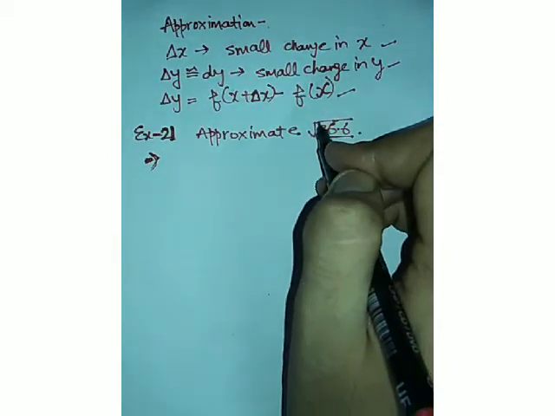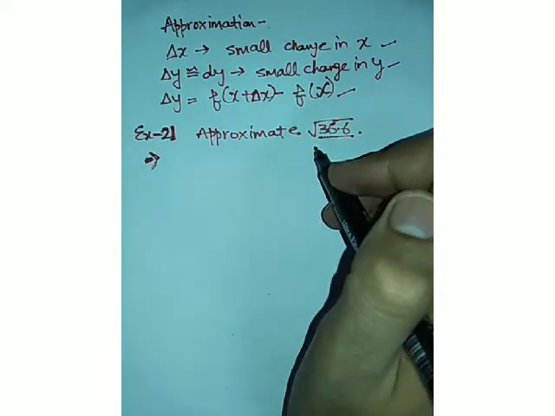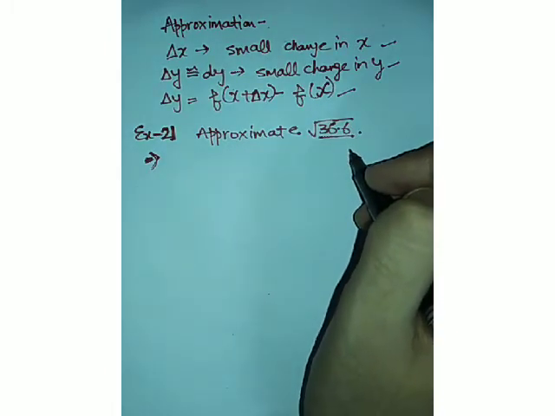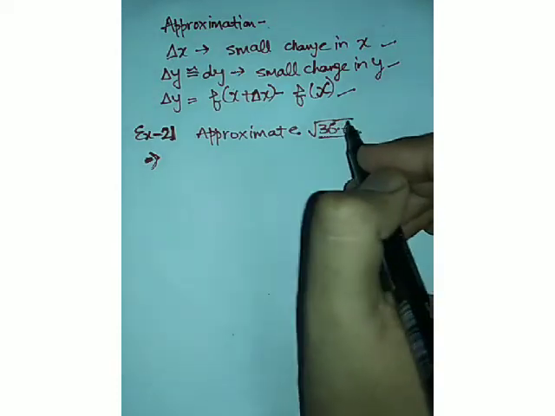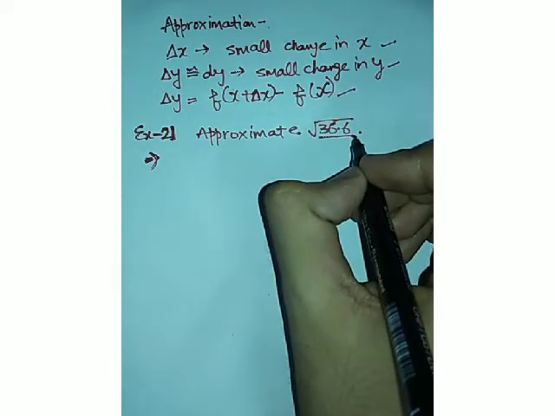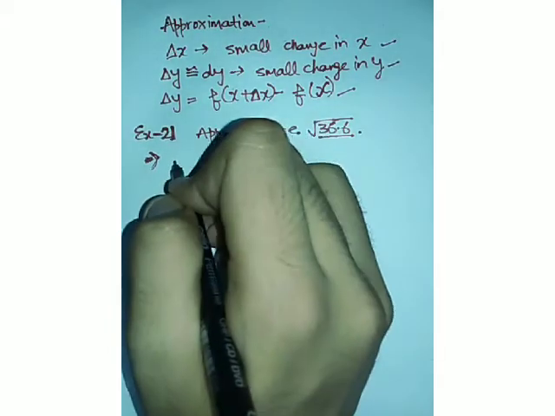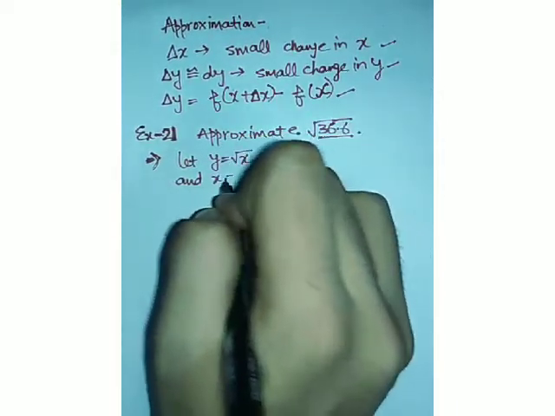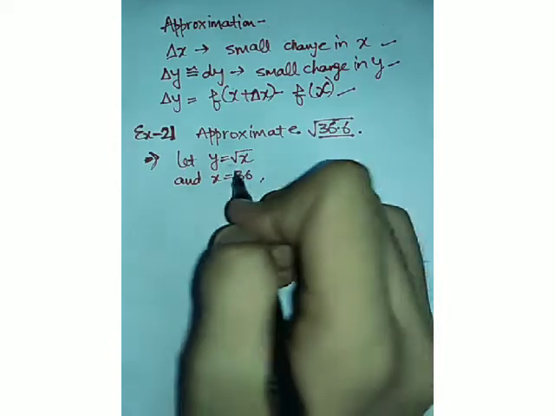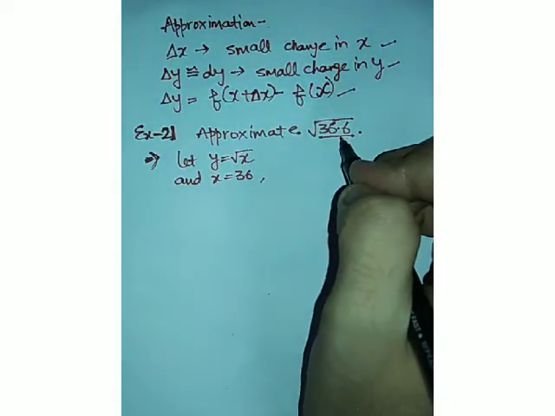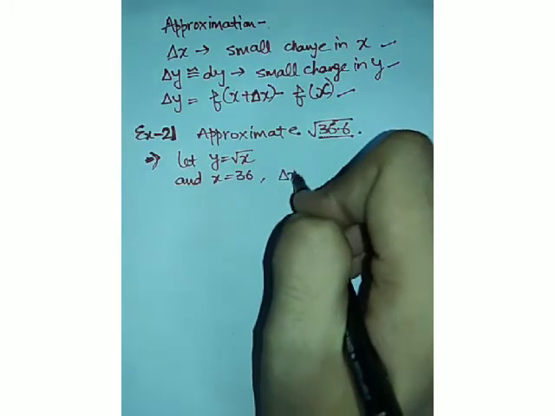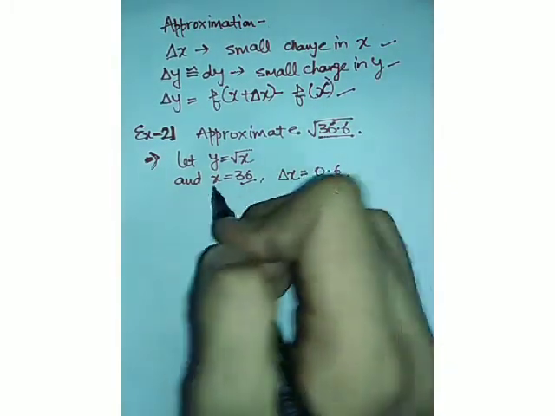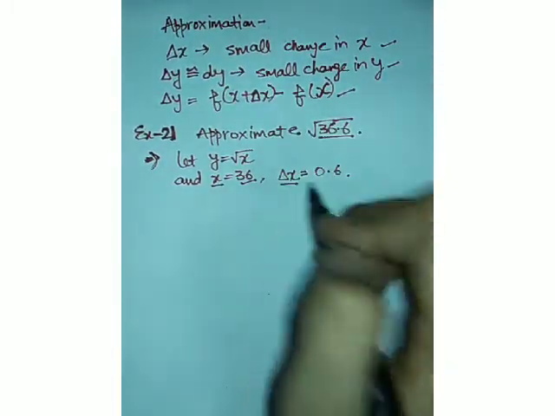If you have a square root in the statement, then you have to find the perfect square, but if you have a cube root in the statement, then you have to find the perfect cube that is nearby. So near 36.6 there is 36, that is a perfect square. Firstly, let y is equal to root x and x is equal to 36. We have supposed x is equal to 36, and what is remaining is 0.6. So our delta x, that is a small value, will be 0.6. Firstly, suppose the perfect square number as x and the remaining part as delta x.